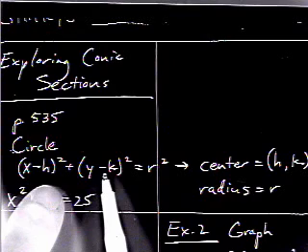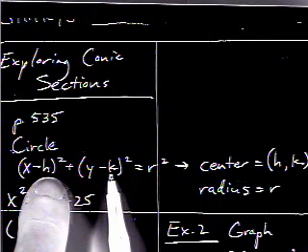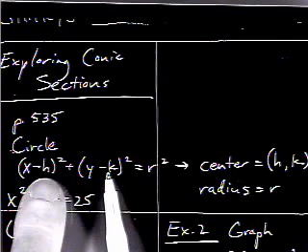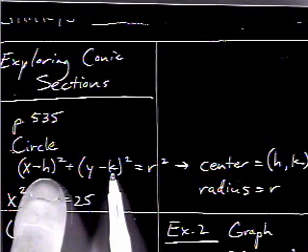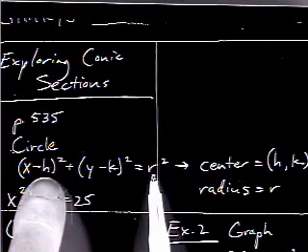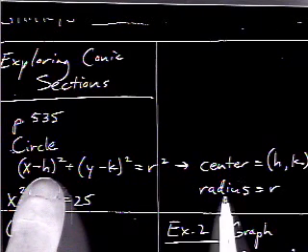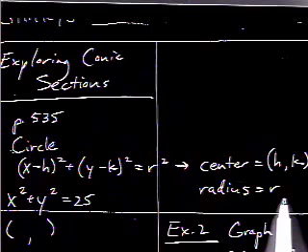The center of the circle would be right here, h and k. Yes, they look backwards inside the parentheses. I do realize that, because they have the minuses in front of them, but it is h and k. And we'll talk about that. r squared is the square of the radius. So the radius is equal to r.